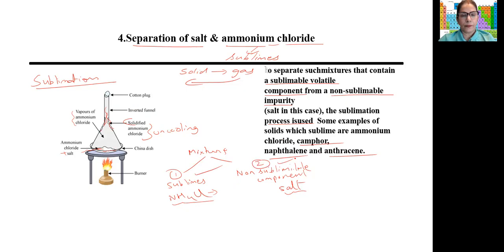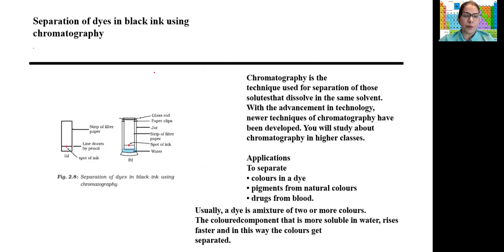Great. Now let's see how to separate dyes in black ink. Ink is made of many different colors, which we call dyes. If we want to separate those dyes from just one black ink, we are separating the colors of the dyes, so we use the method of chromatography. The separation method is chromatography.